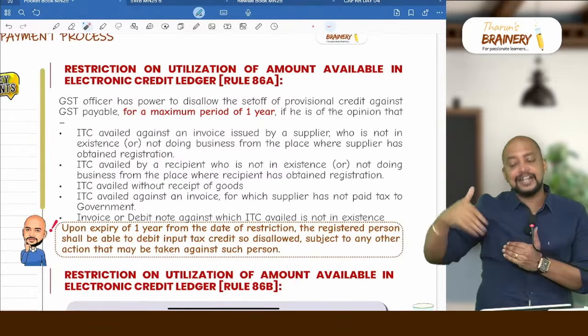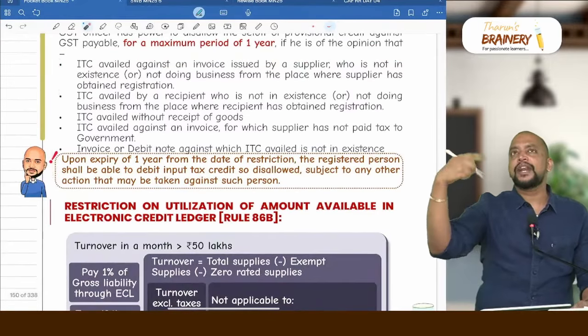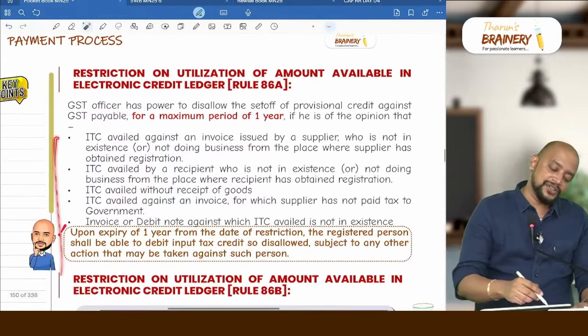The GST officer has power to disallow the set-off of provisional credit against GST payable for a maximum period of 1 year if he is of the opinion that these 5 points apply. What will happen upon expiry of 1 year? Upon expiry of 1 year from the date of restriction, what will happen when it is restricted?